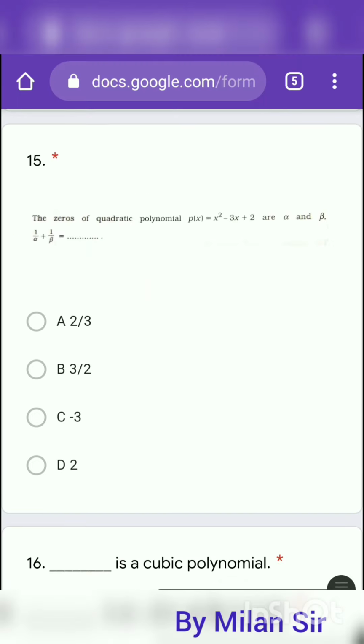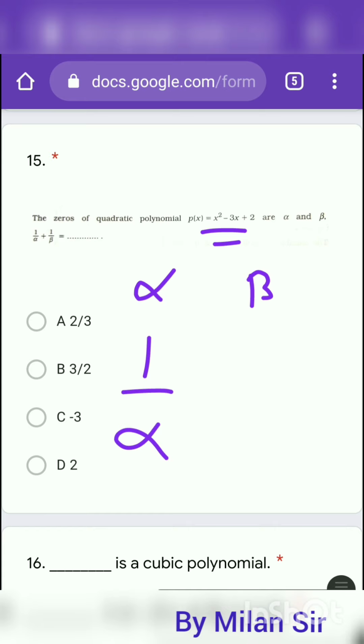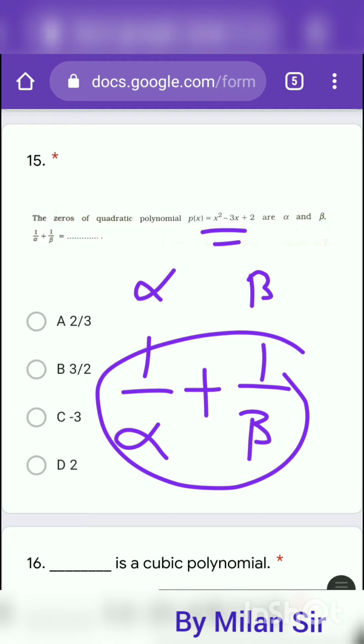Then question number 15. The zeros of the quadratic polynomial p of x equals x square minus 3x plus 2 are alpha and beta. So 1 upon alpha plus 1 upon beta is equal to. So here we can solve this question in two ways. First of all, we can solve this equation and find the values of alpha and beta, and then put the values of alpha and beta in this expression, right?